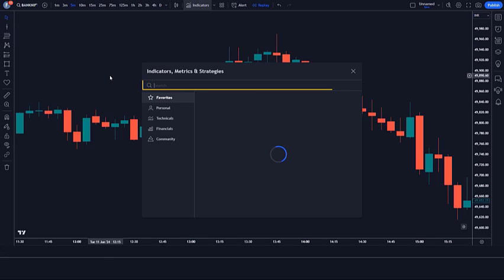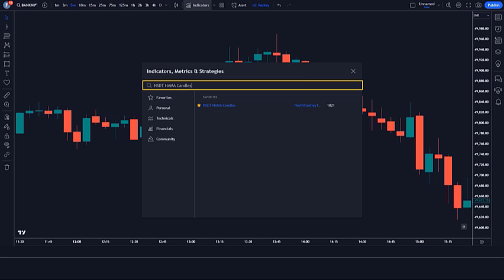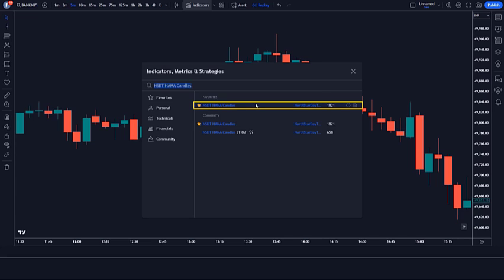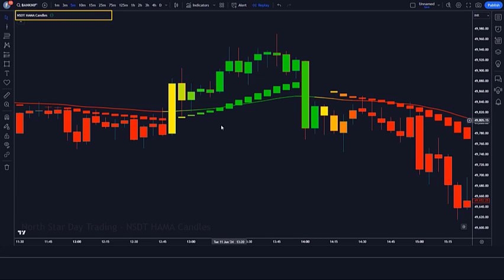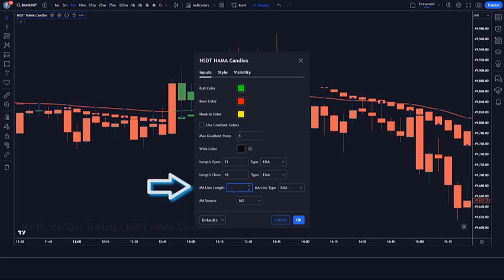First of all, we will search the NSDT HAMA Candles indicator in the search box of TradingView. After that we have to click on the NSDT HAMA Candles indicator option, in which we have to change some settings. We have to keep the use gradient colors option hidden. We have to change the length open option from 25 to 21. We have to change the length close option from 20 to 16. We have to change the MA line length option from 55 to 22.